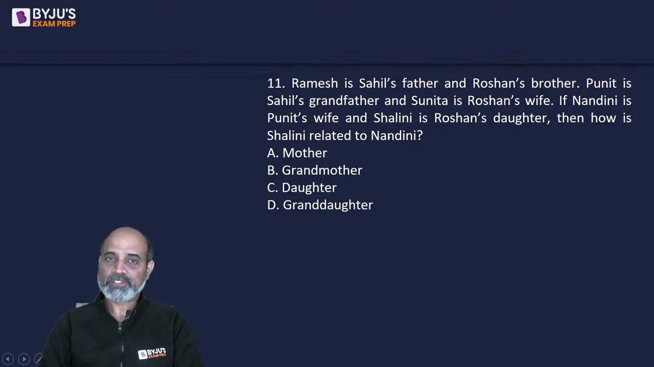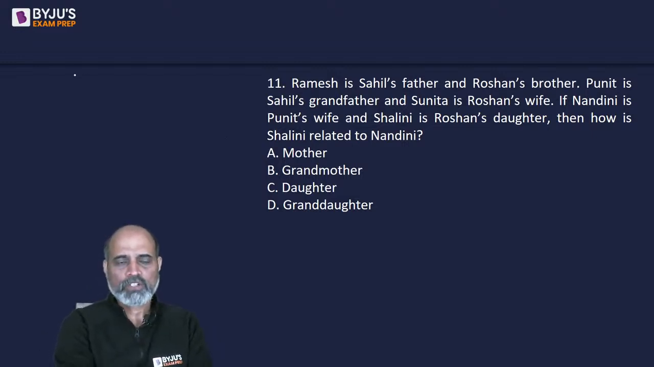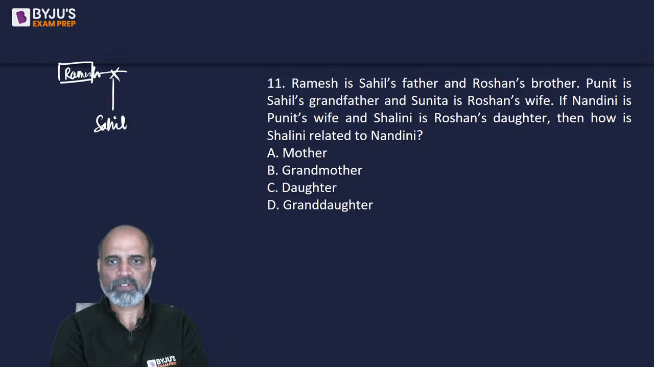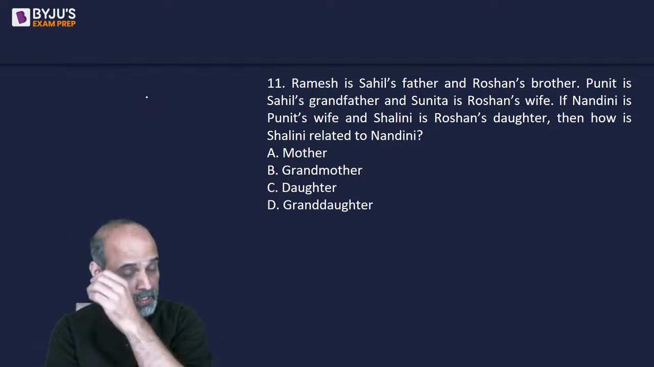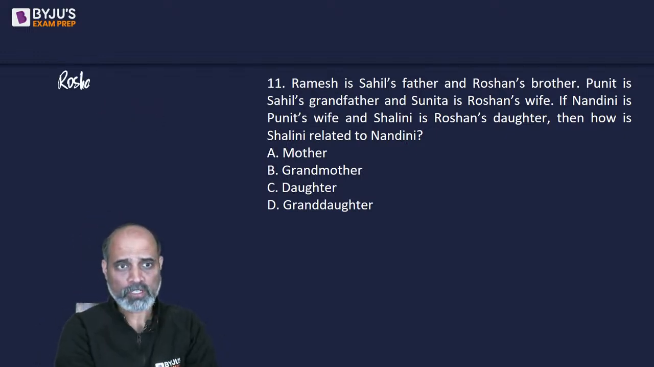Okay, question on blood relations now. Ramesh is Sahil's father and Roshan's brother. Punit is this. We have got Sunita, Nandini, Shalini, and so on and so forth. Chalo, draw karte hain. So we have got Ramesh. We'll have to write down the entire name. Ramesh is Sahil's father. So we don't know the gender of Sahil as of now. And Ramesh is Roshan's brother. So we have Roshan. Roshan's brother is Ramesh. So gender is known because brother and father both are mentioned.